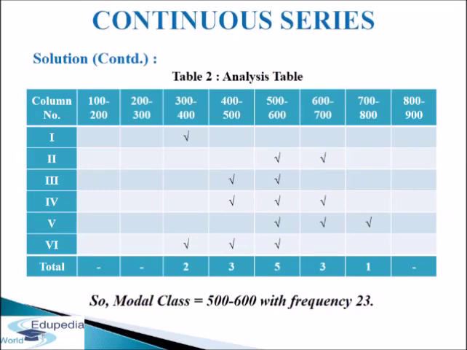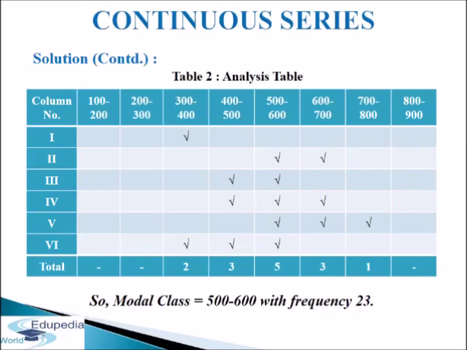Next, column number 3. In column number 3, we will add the second and third frequencies. By adding up the second and third frequencies, the highest total we got is 38. 38 we got by adding up 15 and 23. 15 is the frequency of 400 to 500, so we will put a tick mark against 400 to 500. And 23 is the frequency of 500 to 600, so we will put a tick mark against 500 to 600.